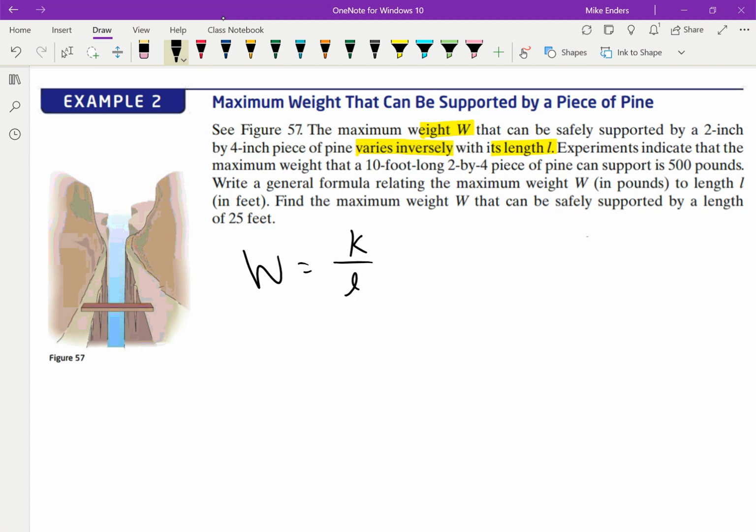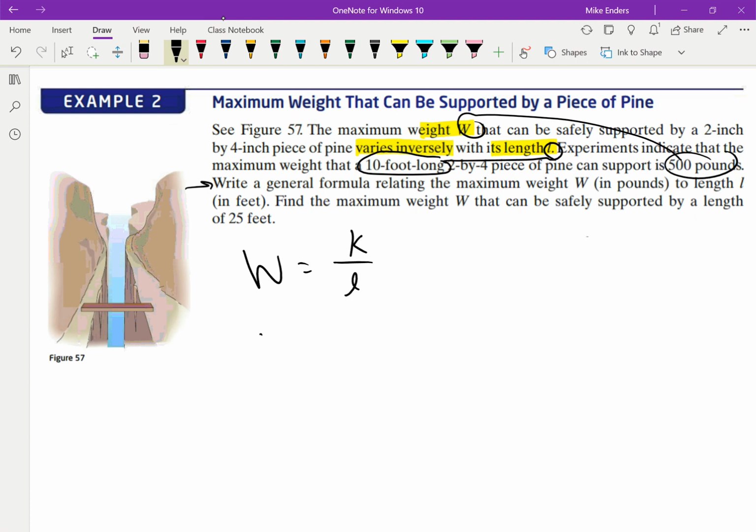Experiments indicate that the maximum weight that a 10-foot long 2x4 piece of pine can support is 500 pounds. So this 10-foot long relates to length, 500 pounds relates to weight. We can plug those in because our next item says, write a general formula relating the maximum weight in pounds to the length in feet, and then find the maximum weight that can be safely supported by a length of 25 feet.